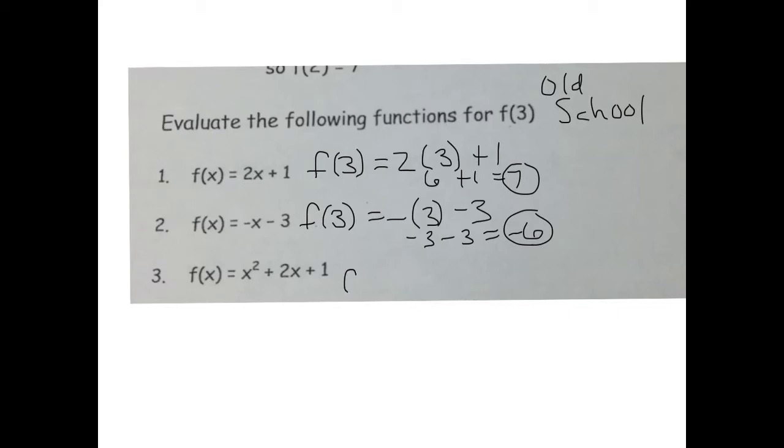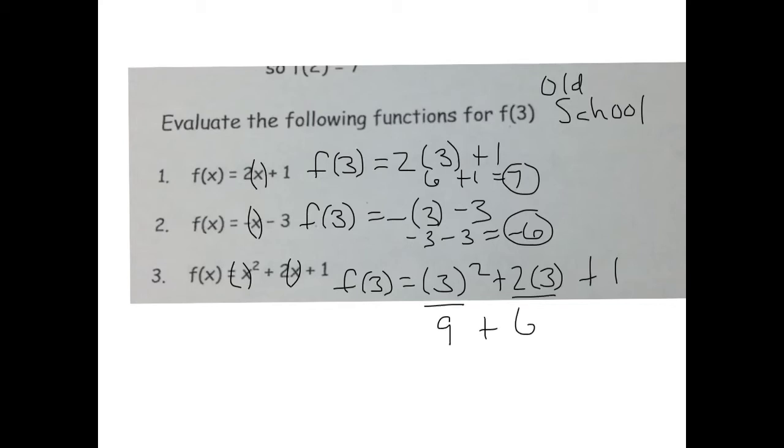The next one, f of 3 equals 3 squared, so anywhere there's an x, we're basically putting parentheses, plus 2 times 3 plus 1. Now this one's going to take a few steps here. I do the 3 squared is 9, 2 times 3 is 6, plus 1, and so I'm just doing my order of operations. 9 plus 6 is 15, plus 1 is 16. So if I plug in 3, I get 16. If I plug in 3 on number 2, I get negative 6. On number 1, if I plug in 3, I get 7.